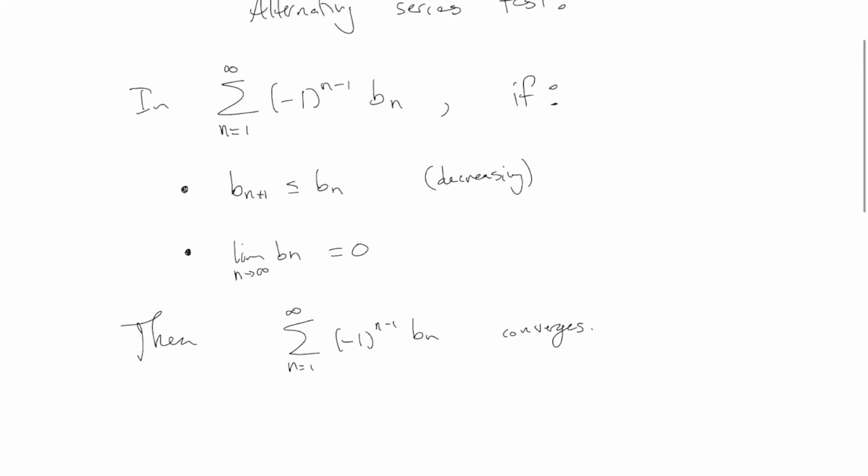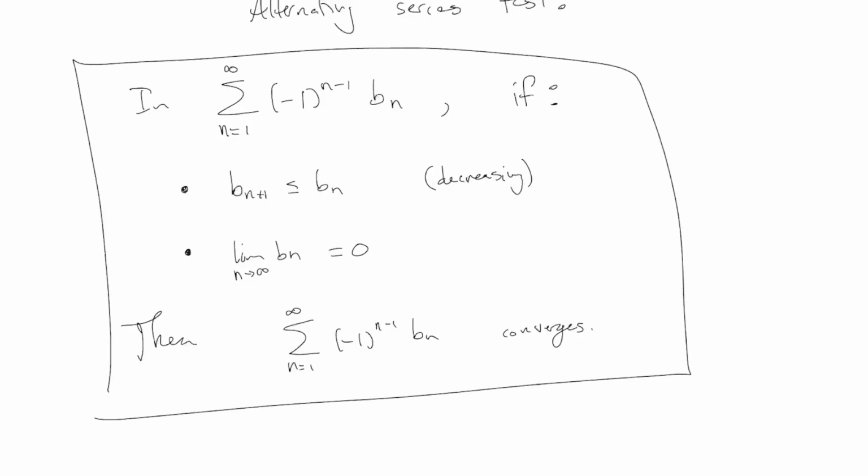All right. This is how you show that an alternating series converges. Can you read what I said there? Yes? All right. So this is the alternating series test.